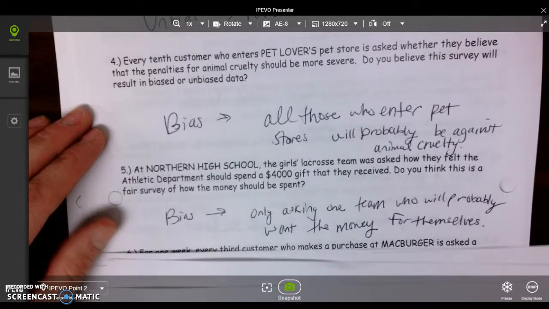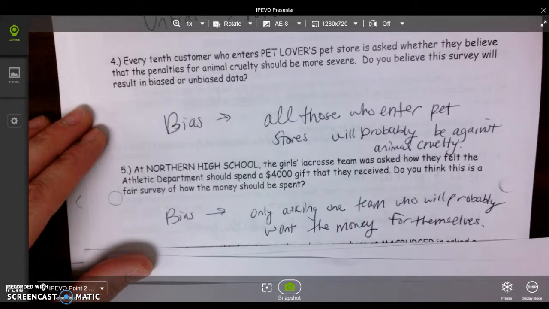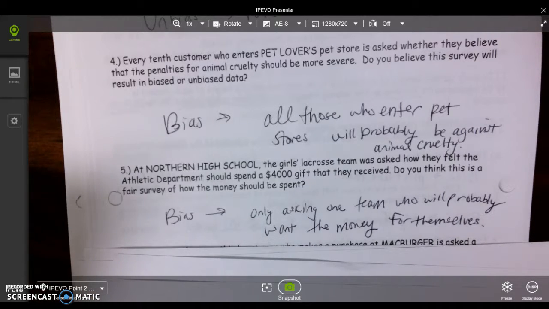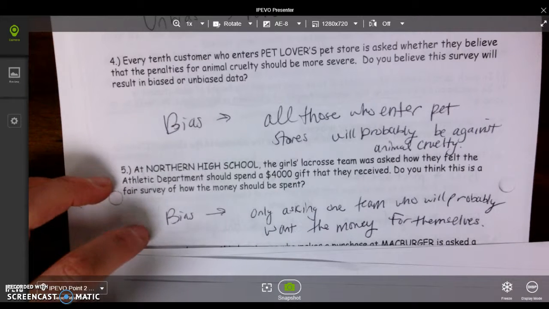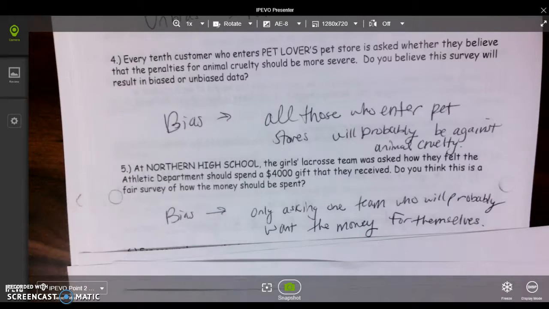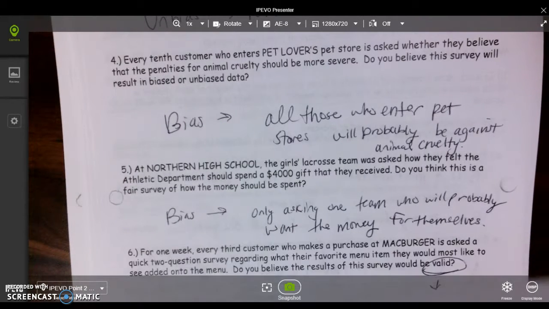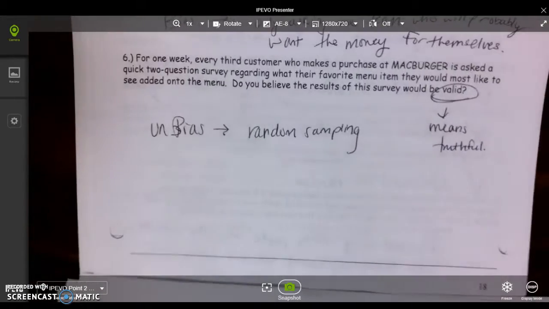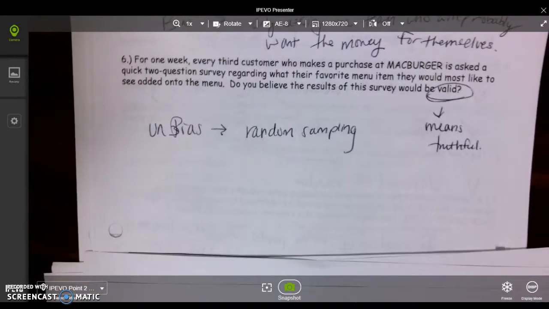For number 5, again, I said this was biased because you're only asking one team. And of course that one team is going to say, well, give us the money, we'll use it. And so you need to ask a variety of people from different teams, not everyone from the exact same team. It's not random. And then lastly, number 6, I said that this was unbiased, and again, it's because this is random.